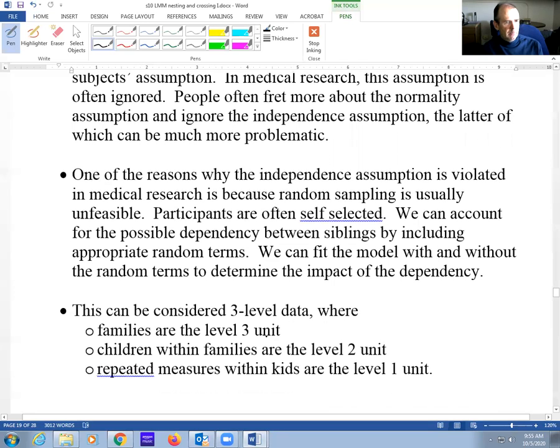So we have the level 3 unit is family, the level 2 unit is children within families, and then the level 1 unit, we're going to take measurements over time, and that's the level 1 unit. So we have 3-level data here.